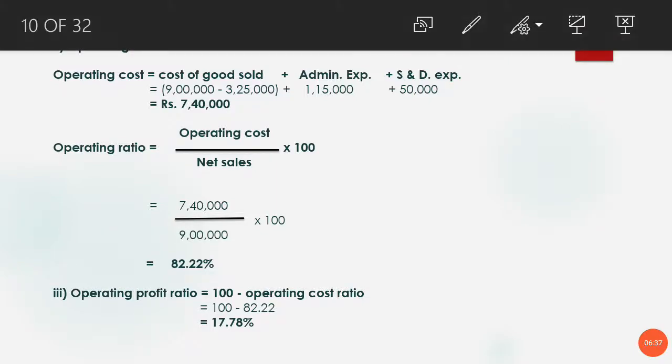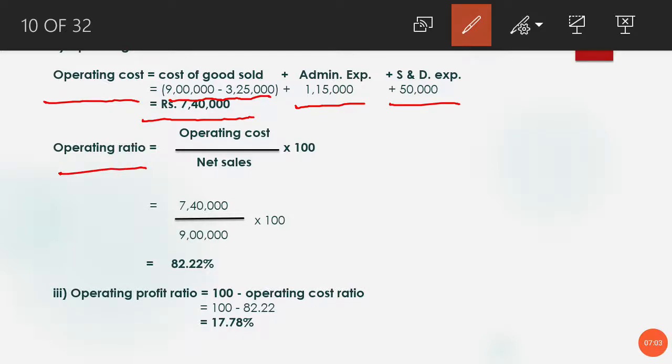Second, operating ratio. Operating cost is equal to cost of goods sold plus administrative expenses plus selling and distribution expenses, is equal to 9 lakh minus 3,25,000 plus 1,50,000 plus 50,000, is equal to rupees 7,40,000. Operating ratio is equal to operating cost divided by net sales into 100, is equal to 7,40,000 divided by 9 lakh into 100, is equal to 82.22%.